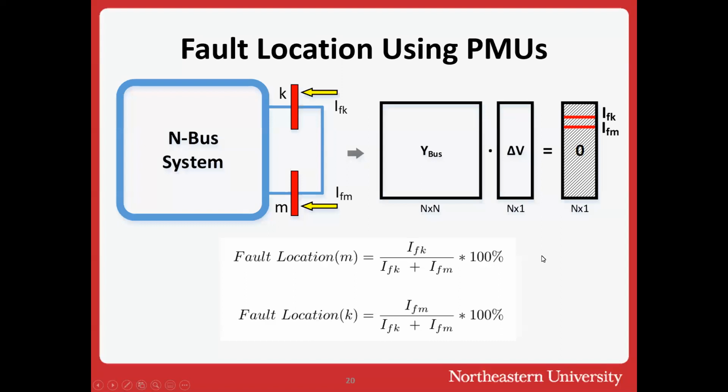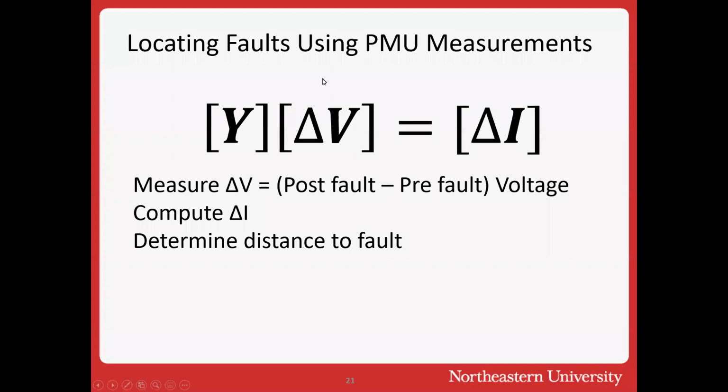So then it's very nice. I measure these, I multiply these measured values by Y bus, and I get this. I not only get the branch, but I also get these values, and from these values, I find the fault location. Well, what is missing? Why is it not so easy? Well, there are two issues. So this is basically what I just said. These are the steps: you measure delta V, you compute delta I using this product, and you determine the distance to the fault.